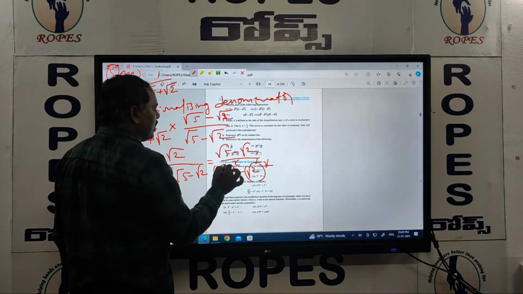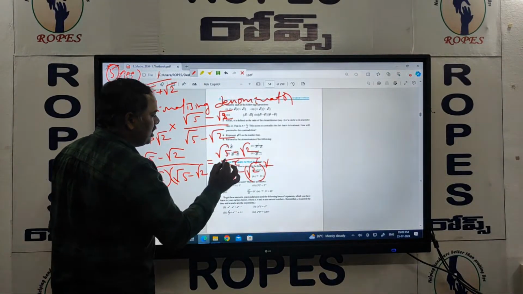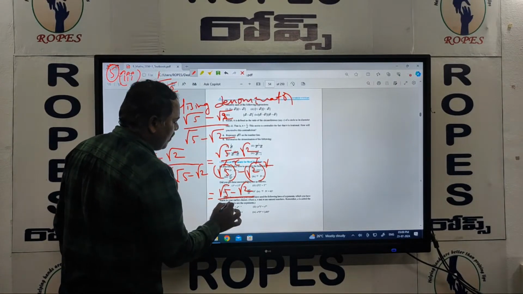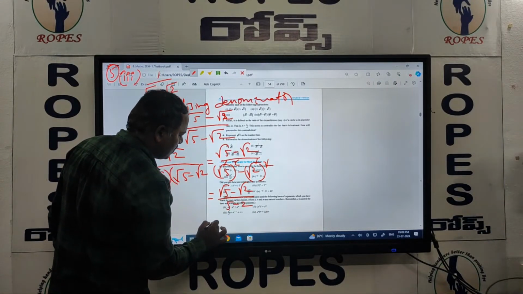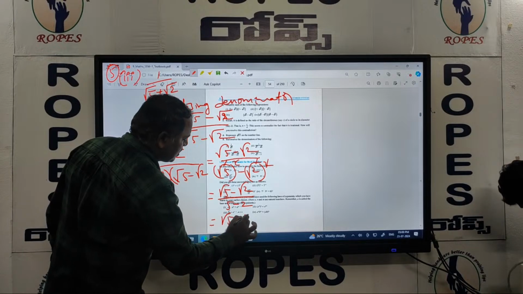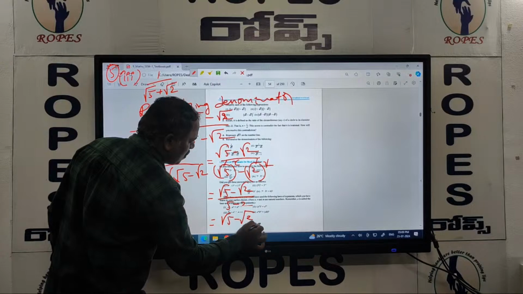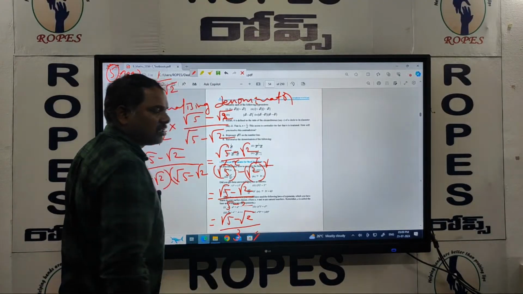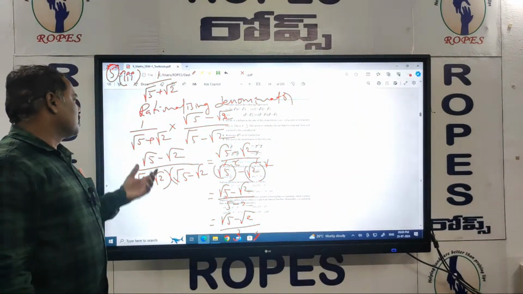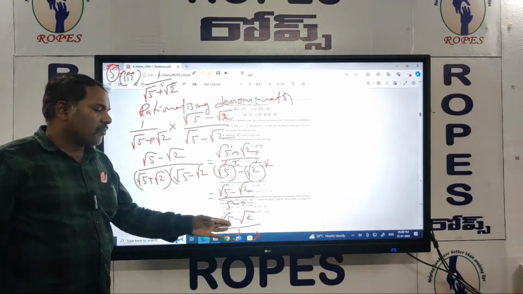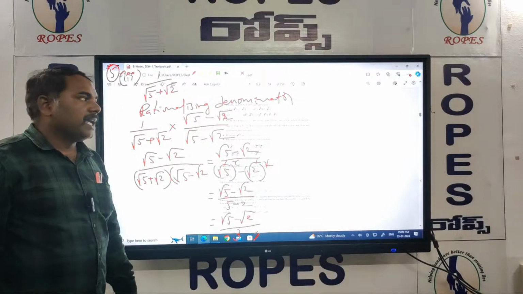The square roots cancel. So root 5 minus root 2 by 5 minus 2. So finally root 5 minus root 2 by 3. This is the answer. After rationalizing 1 by root 5 plus root 2, we are getting root 5 minus root 2 by 3.